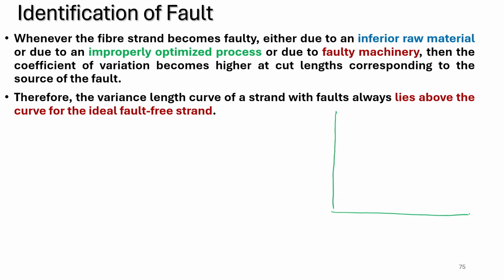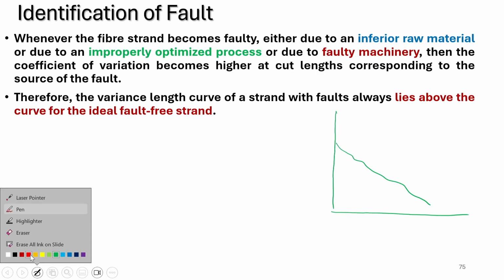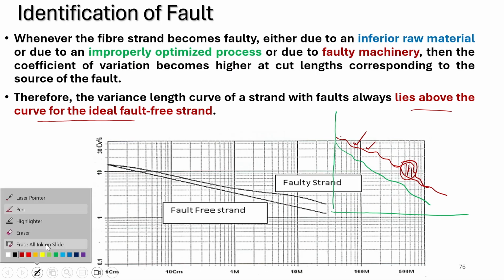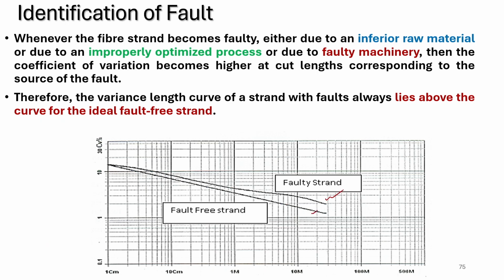The main problem with the spectrogram is that it cannot identify the difference between fault free and faulty yarn unless it has some periodicity. But this variance length curve will always give a higher curve for the faulty material than the normal one, and it also measures periodicity where there will be a sudden increase. So, it lies above the fault free strand. This is the faulty strand, this one is the fault free strand.